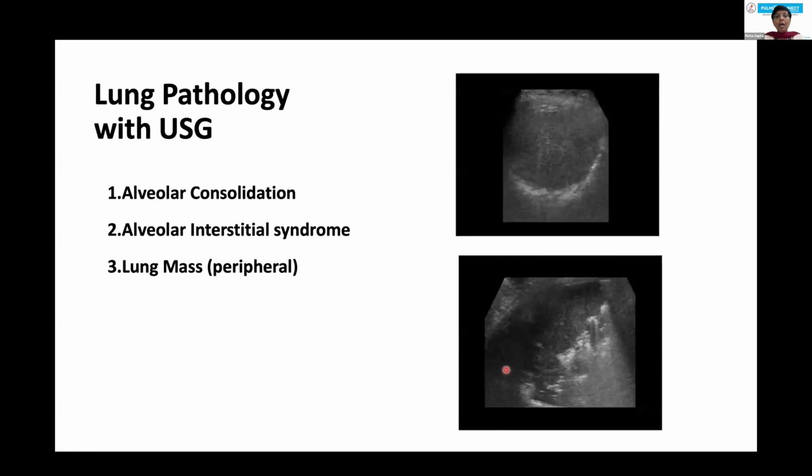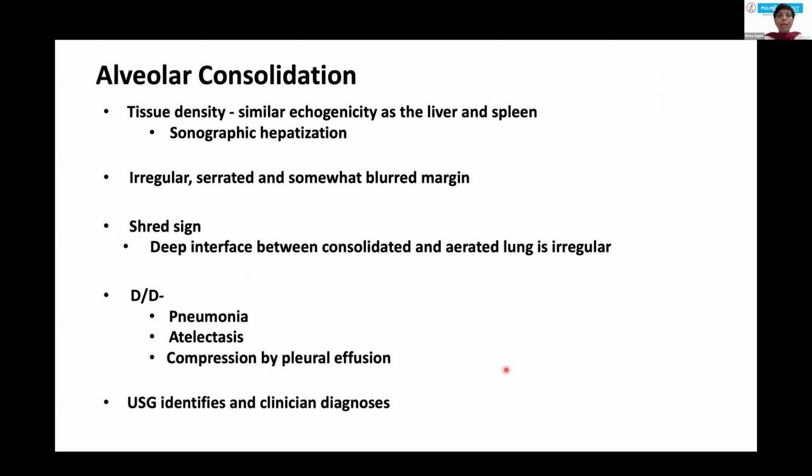This we have already discussed. Very quickly, because we are running out of time, lung pathology: alveolar consolidation and interstitial syndrome. Let me just put it up. Alveolar consolidation: we saw how the normal lung looks on an ultrasound. If the echogenicity has increased and it is looking more like a liver or a spleen, then it is called sonographic hepatization, and most likely there is a consolidation or a collapse.